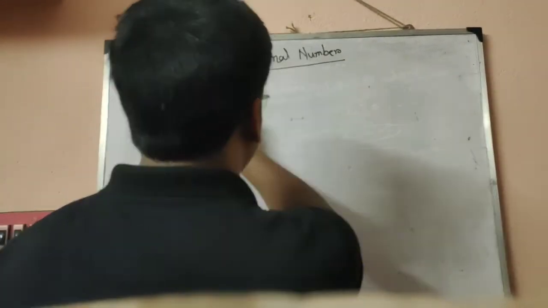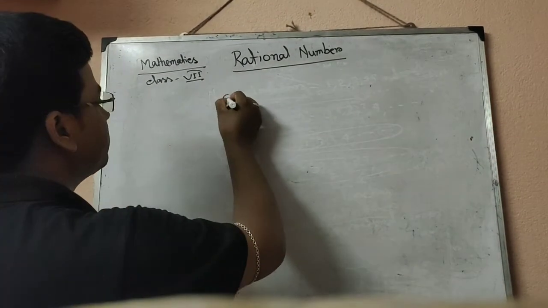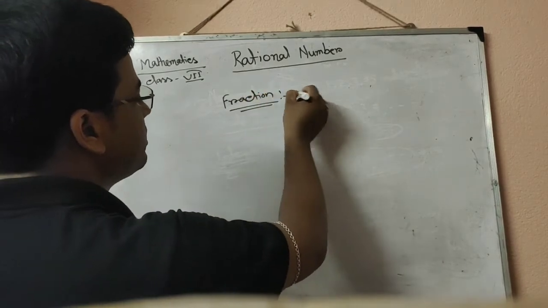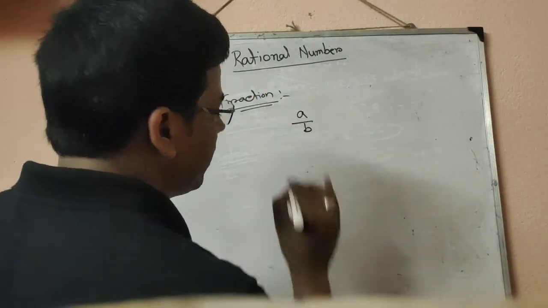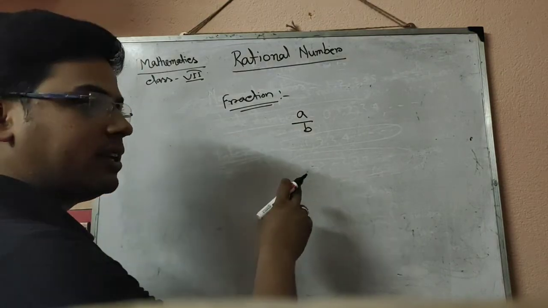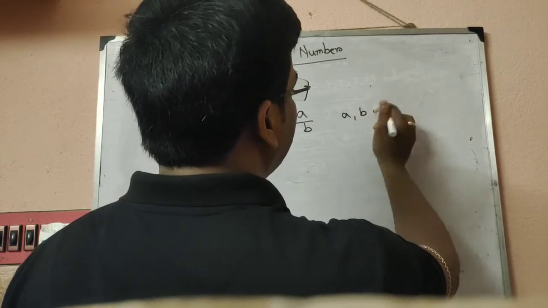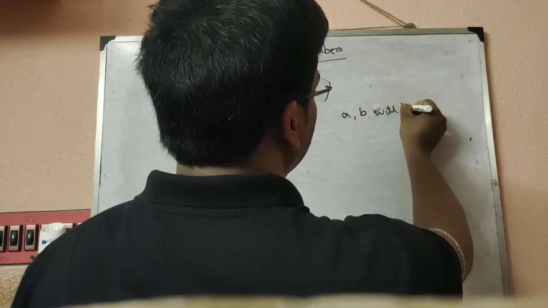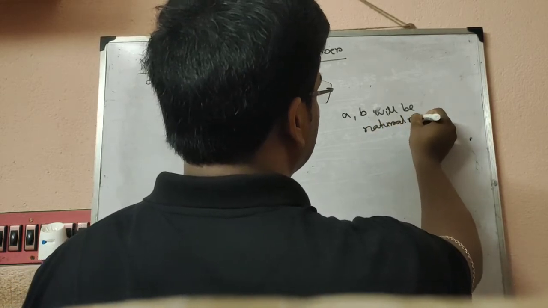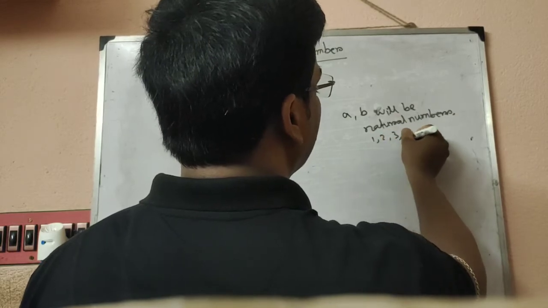Now we shall discuss fractions. Which are fractions? Suppose a fraction a by b. A by b is a fraction when a and b are natural numbers. That means 1, 2, 3, 4, etc.